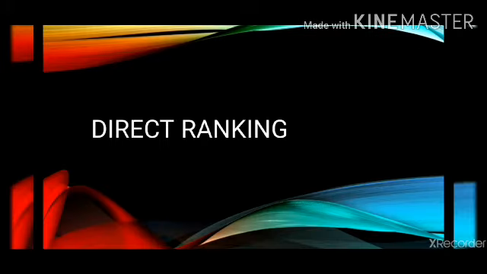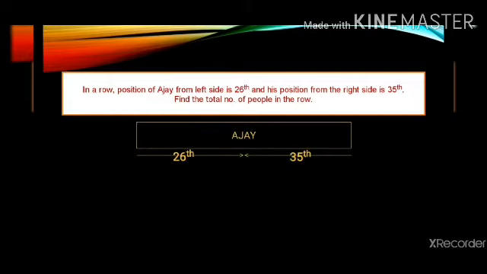Now let us take some questions for the same. Here the first question is, in a row, the position of Ajay from the left hand side is 26th and his position from the right side is 35th. Find the total number of people in the row. Now this is what the question says. I've made a diagram displaying Ajay sitting 26th from the left and 35th from the right.